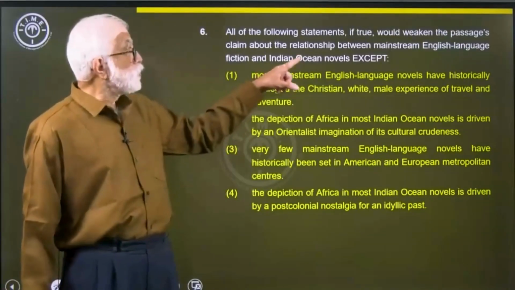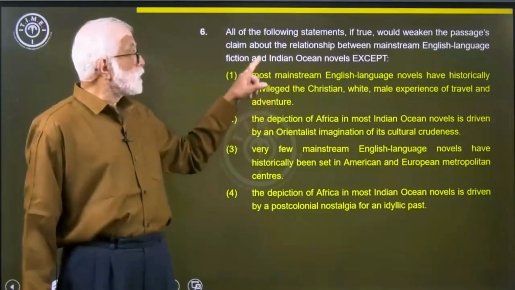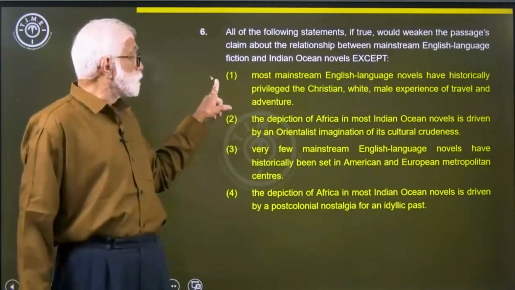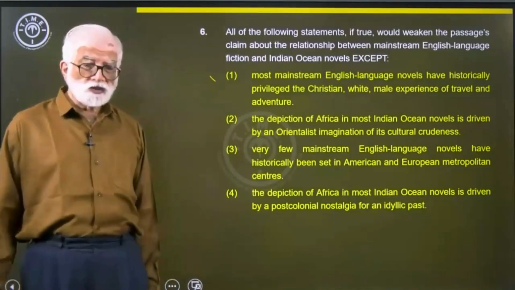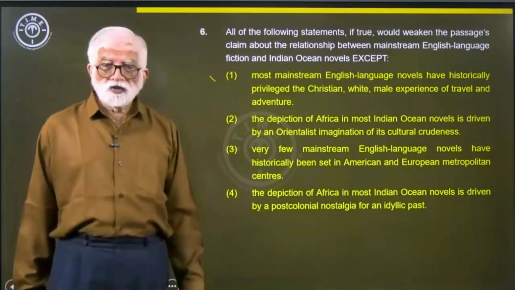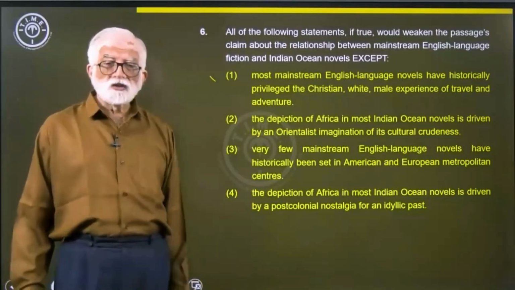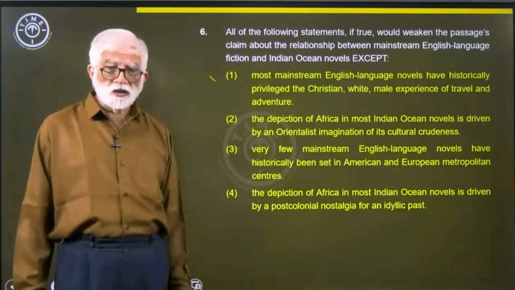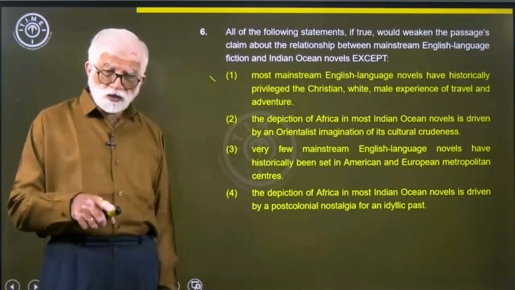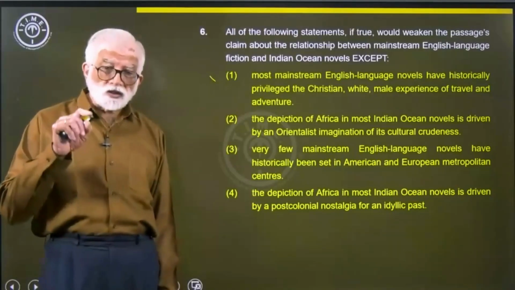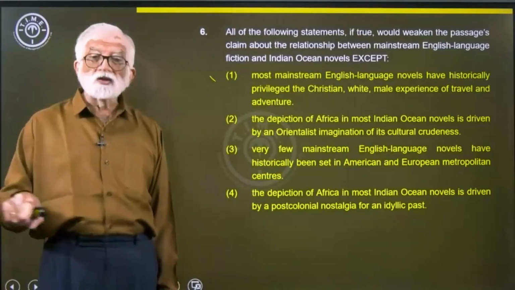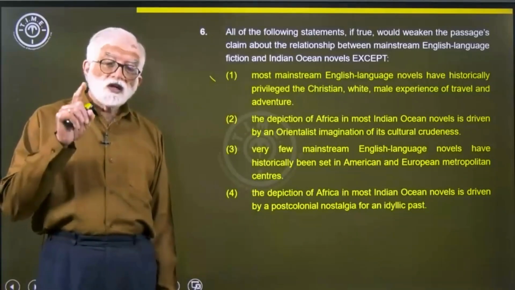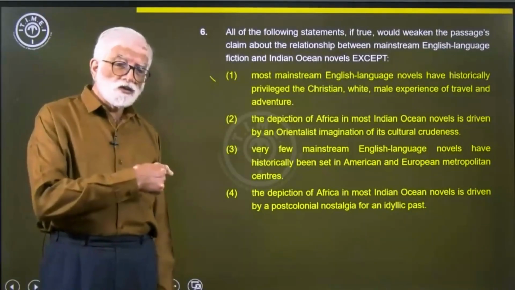So we are saying you want something that would weaken, but exception. So this is an exception. It's not going to weaken because the person really said that the English language fiction did not even bother about the Indian Ocean area. So most mainstream English language novels have historically privileged the Christian white male experience of travel and adventure, but it doesn't tell us that, not in the Orient.